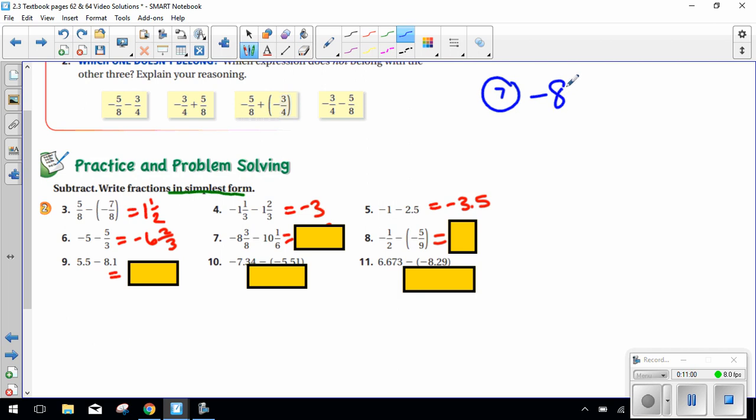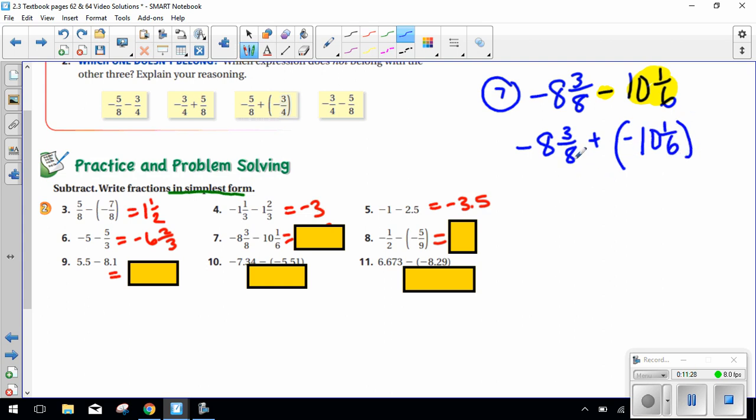For number 7, we have negative 8 3/8 minus 10 1/6. So the first thing I want to do is rewrite this minus as add the opposite of this number here. So I'm going to take negative 8 3/8, add the opposite. Okay, at this point, we can do one of two things. We can make them improper or find common denominators. So I say let's find common denominators next. So I have negative 8 blank plus negative 10. So I have 8 and 6.